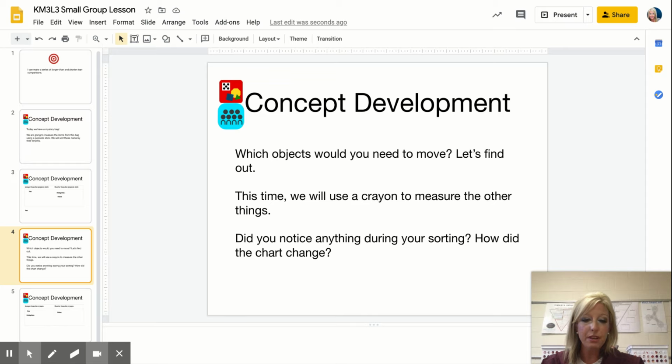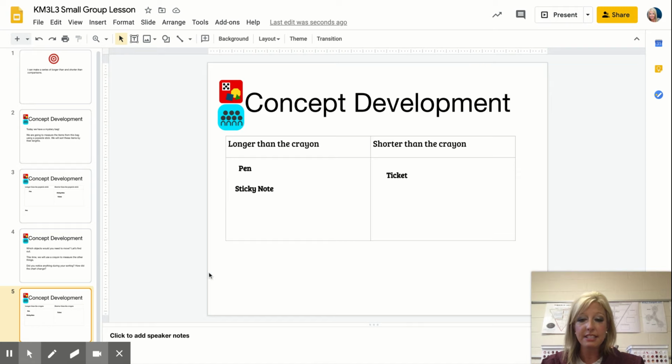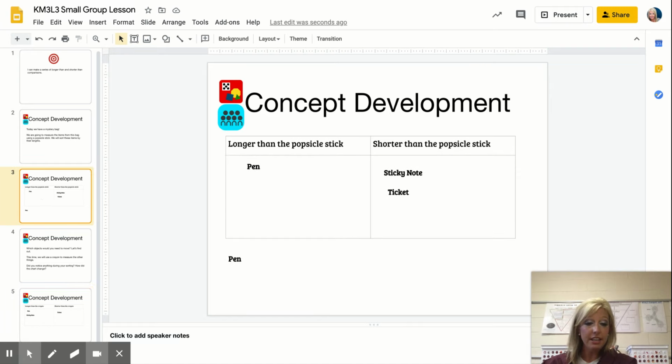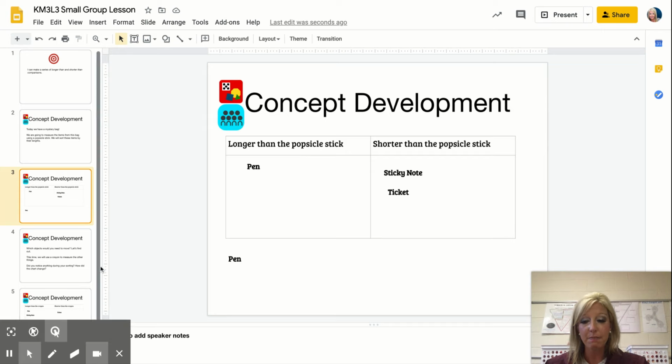So what did we know changed? We saw that the sticky note now moved into longer than the crayon. And if you think about why that happened, well, why did that happen? That happened because the crayon is shorter than the popsicle stick. So our measuring tool changed. So then that changed how we sorted these items.